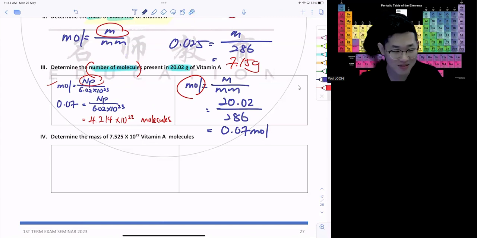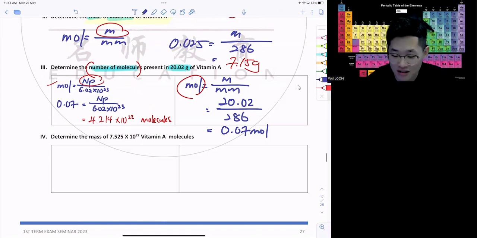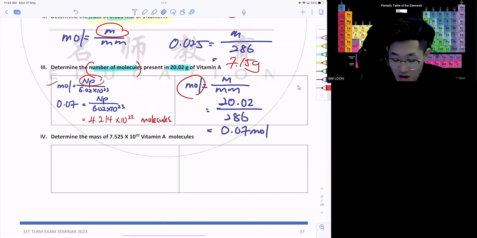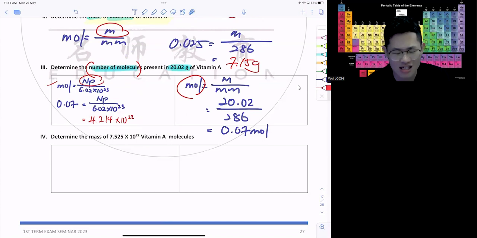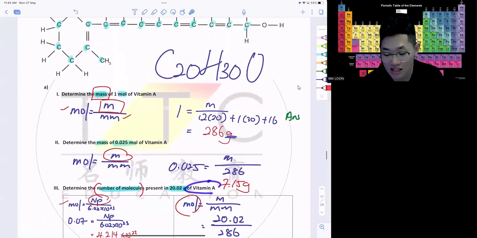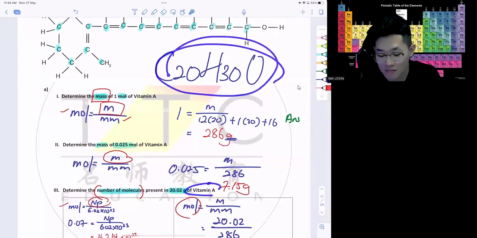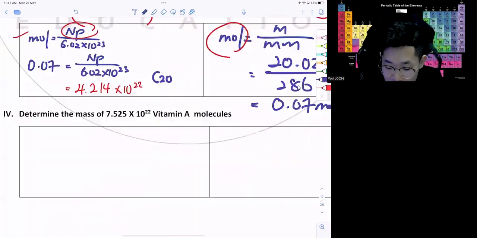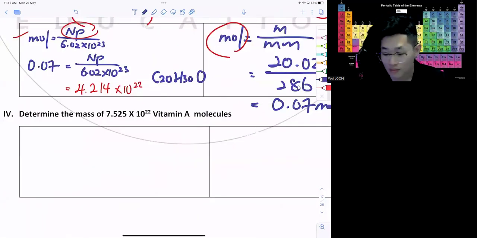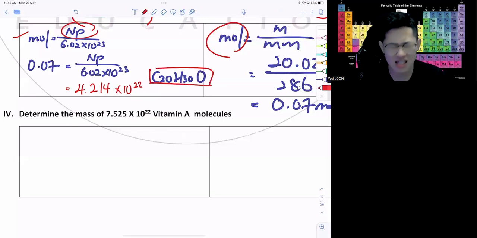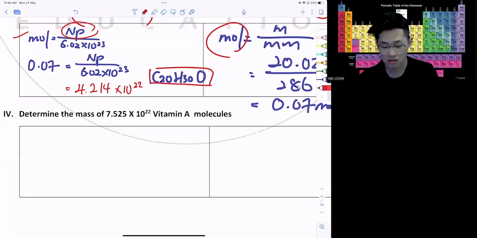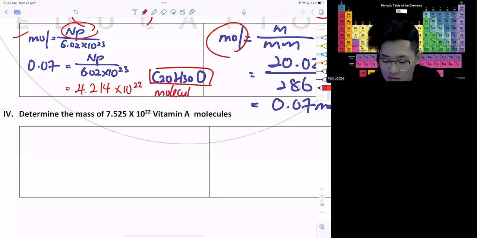get the unit. Sometimes they give you the fake unit. To decide this unit, you have to ask yourself, this is the amount of what? Vitamin A. What's vitamin A? This is vitamin A, C20H30O. So I have this amount of C20H30O. Is C20H30O an atom or molecule? It's molecule. Then I write molecules.